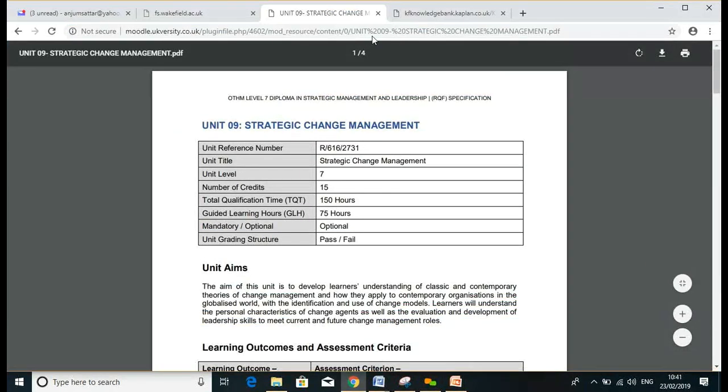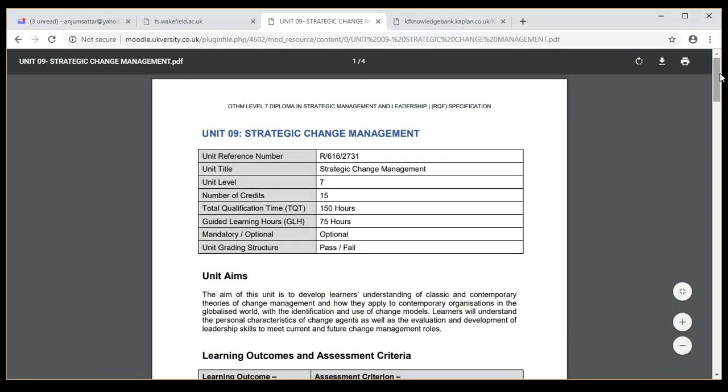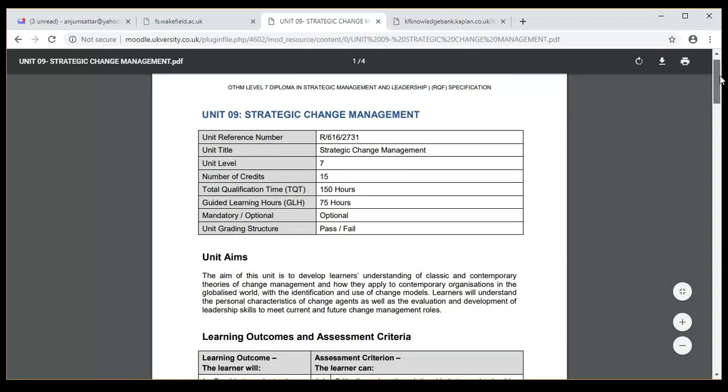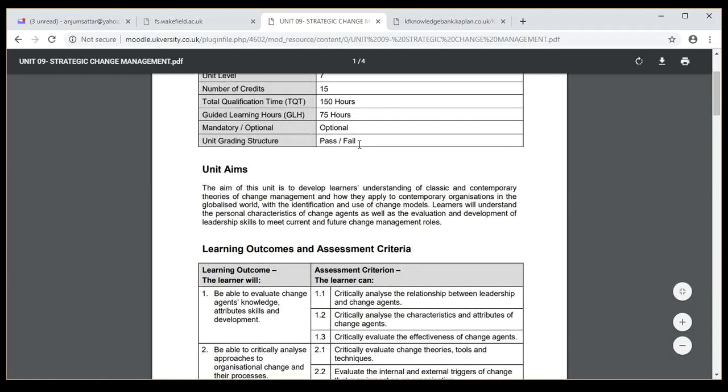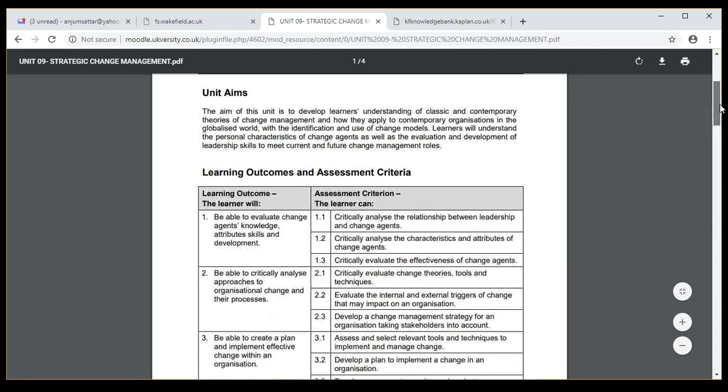Okay, so before starting our lesson, we'll first go through what we're supposed to learn under this unit. This Unit 9, Strategic Change Management, is a level 7, 15 credit unit, 150 hours, guided learning hours 75, and only the criteria pass or fail. The aim of this unit is to develop learner understanding of classic and contemporary theories of change management, which we will go through. That's the key purpose.